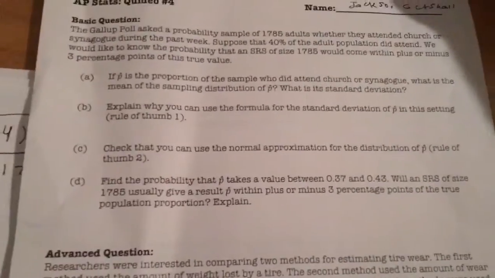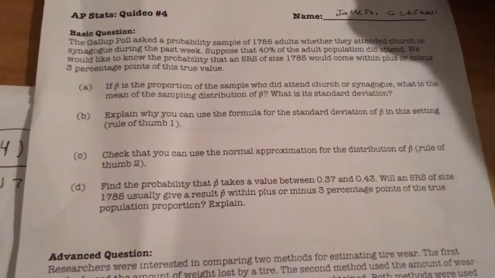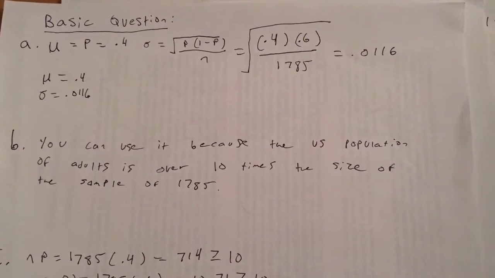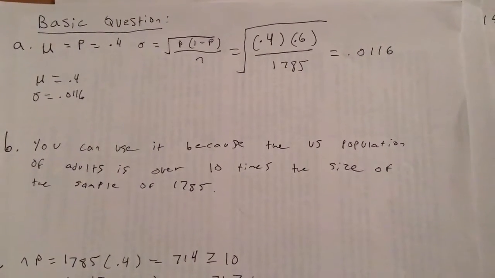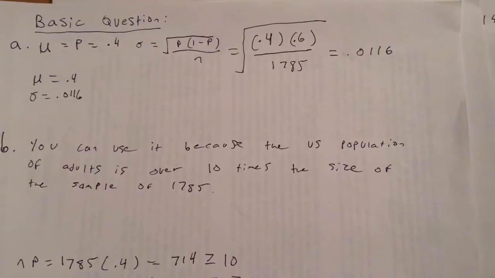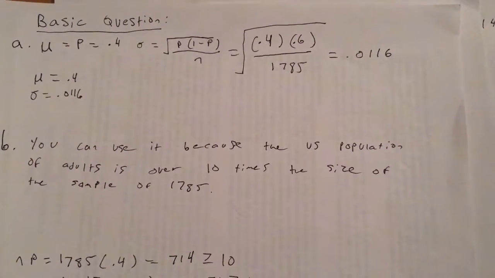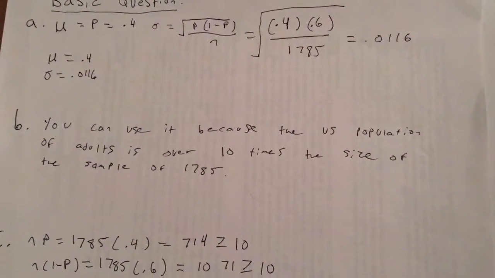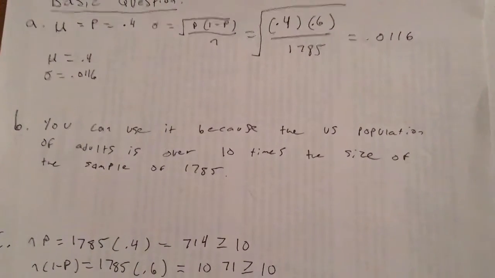Then B asks, explain why you can use the formulas for the standard deviation of p hat in this setting. I said you can use it because the U.S. population of adults is over 10 times the size of the sample of 1,785. So there are a lot more adults in the U.S. than the sample size they took. That has to do with the central limit theorem.